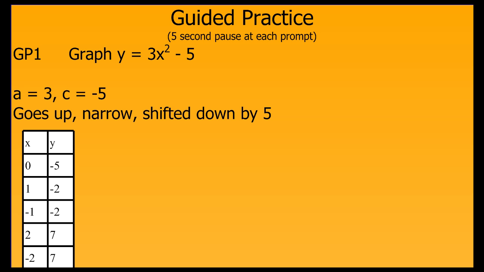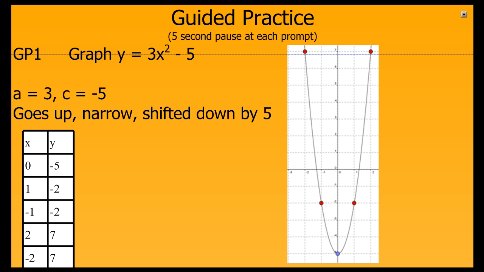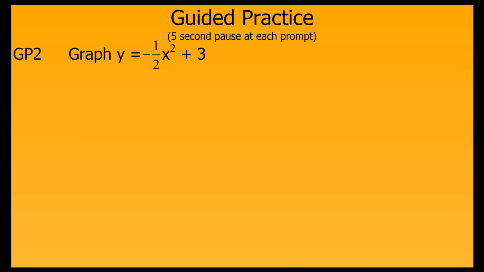We make our table of values. Now what? Now we graph the points, connect them in a U-shape, and make sure our graph matches our prediction. It does, so we're done. Let's try another one. What do we do first?